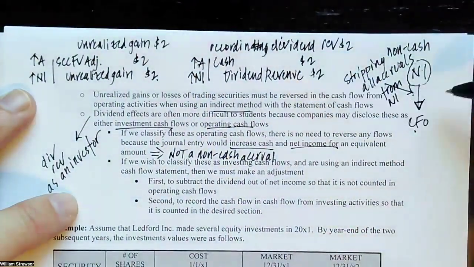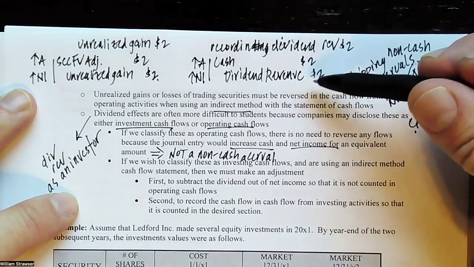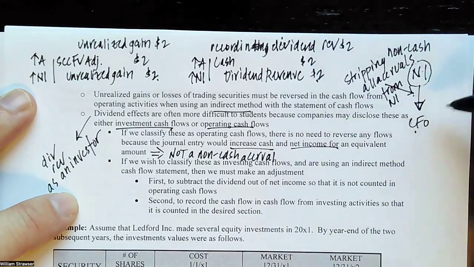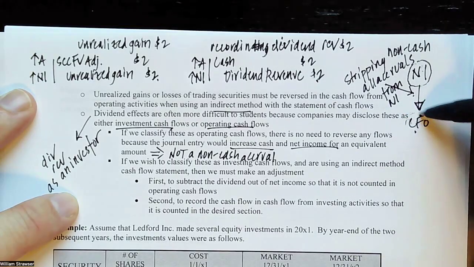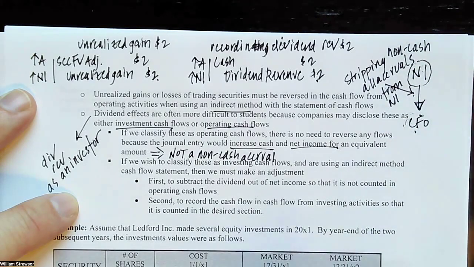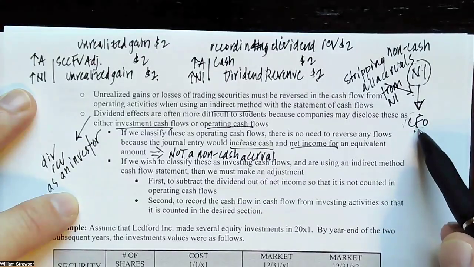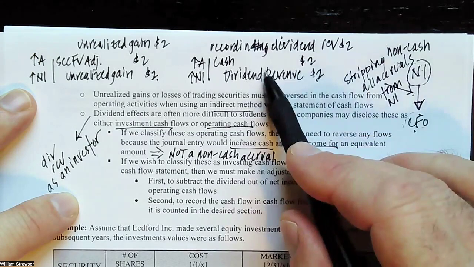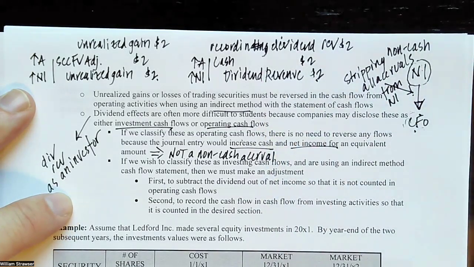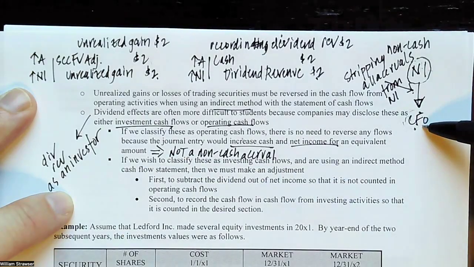So this $2 is reported in net income because we credited dividend revenue, but we want it to stay there in cash flow from operating activities if we are classifying it as an operating cash flow. It should be here. And so it is there. We want to keep it there. No adjustment needed.